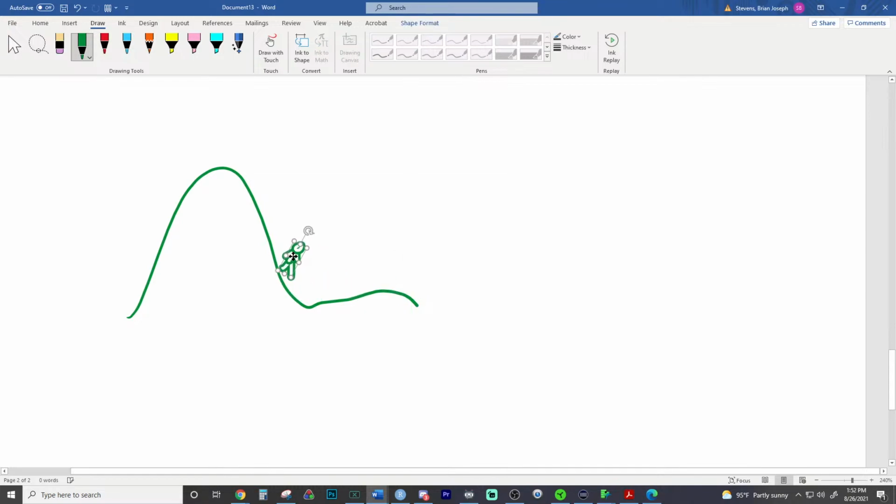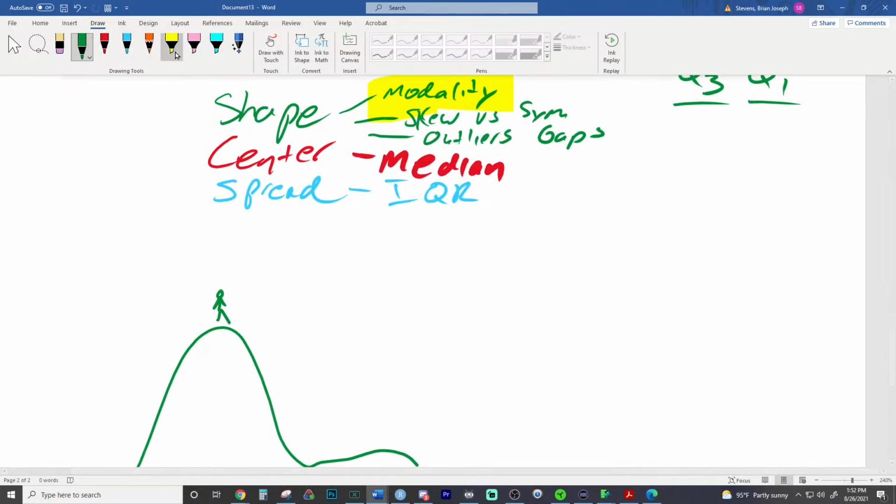Best animations on 201 ever. How many mountains are there in this mountain range? Remember, we want actual mountains right here. How many mountains are there in this mountain range? There's just one. And that's what we mean when we say it's unimodal. There is one mode. Mode means like most common area.